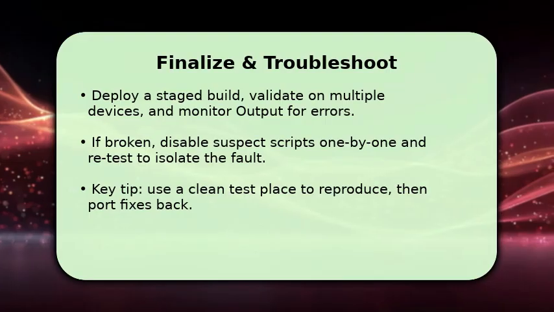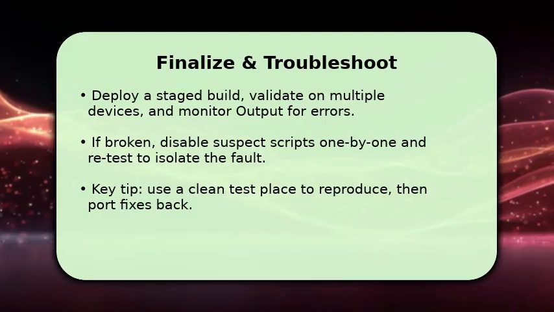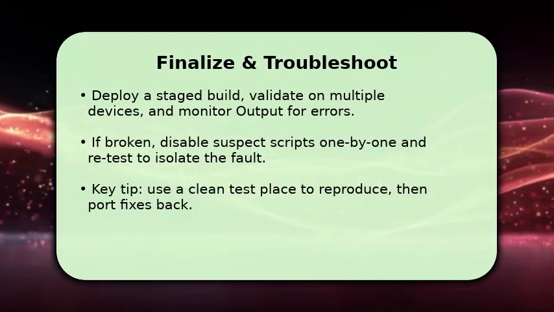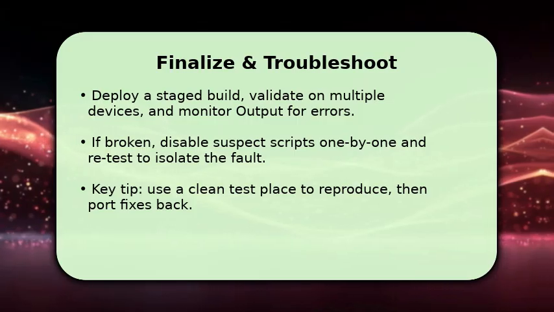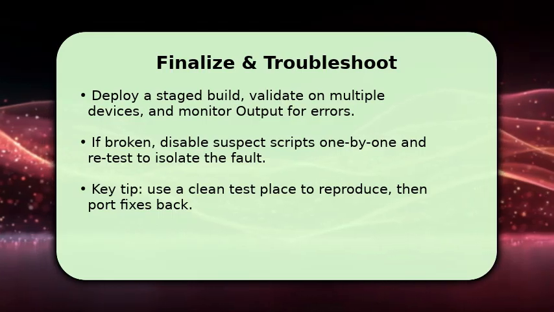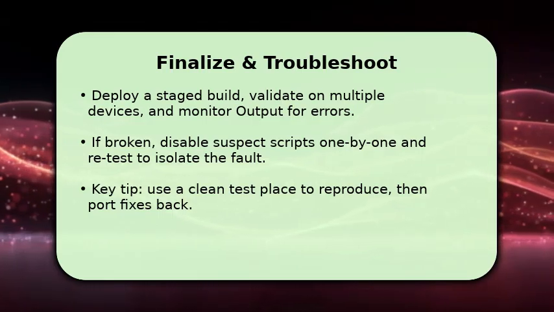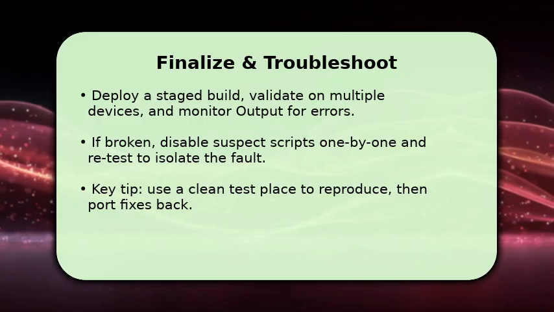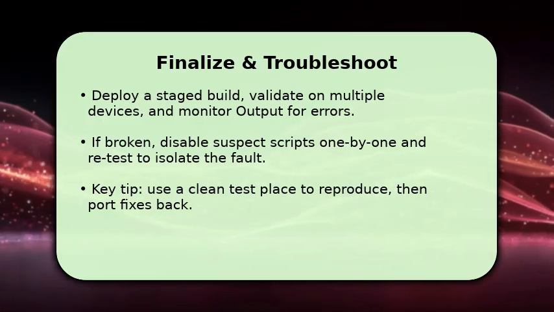To finish, deploy a staged build and validate view details on multiple devices and accounts. Watch the output and console logs for errors. If the issue persists, disable suspect scripts one at a time and retest after each change to isolate the offending code. Make configuration or permission corrections, then republish.